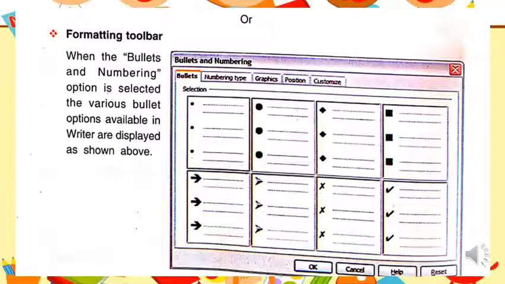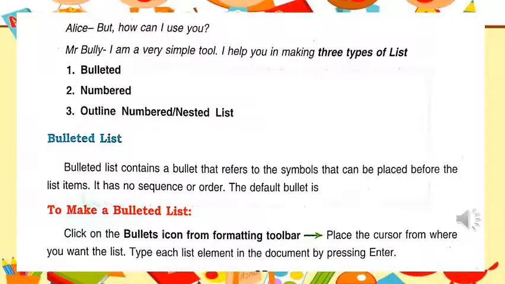When we choose the formatting toolbar, and the bullets and numbering option is selected, the various bullet options available in Writer are displayed. In the images we will display the bullets section, numbering type, graphic, position, customize. Alyssa asks, but how can I use you? Mr. Bully says, I am a very simple tool. I help you in making 3 types of list. First is bulleted, second numbered, and third outline numbered or nested list.